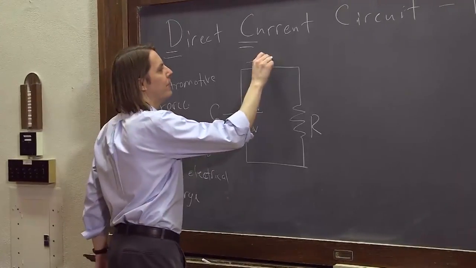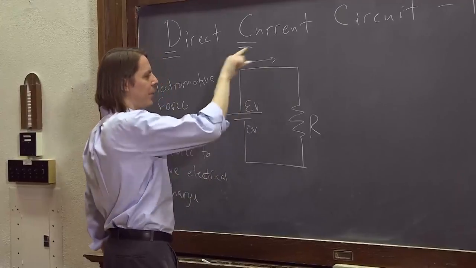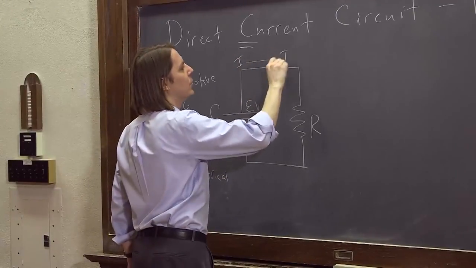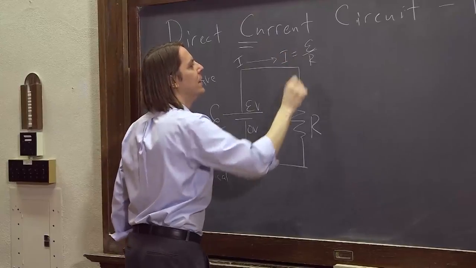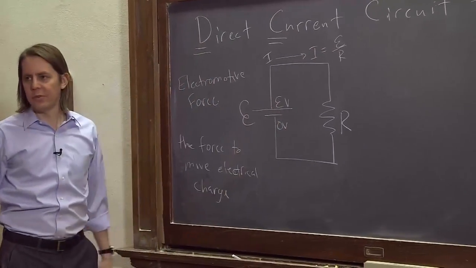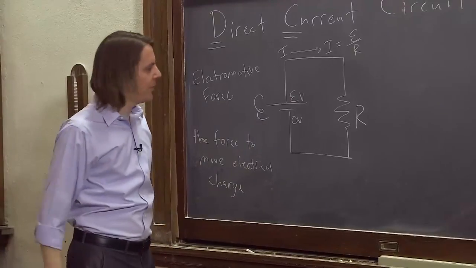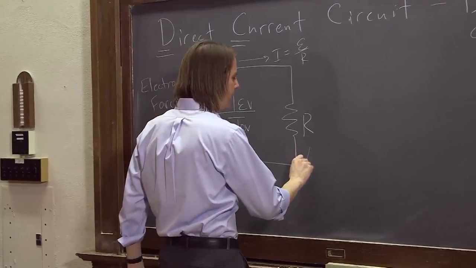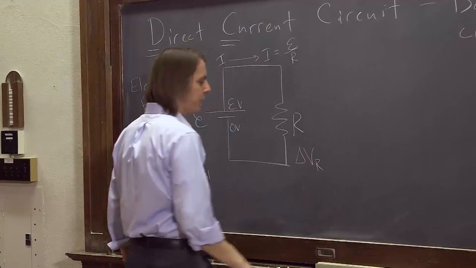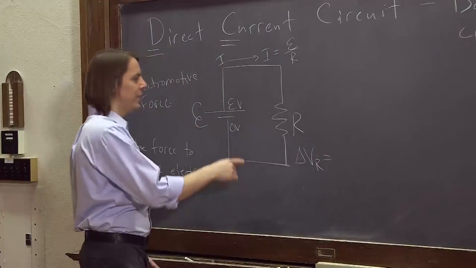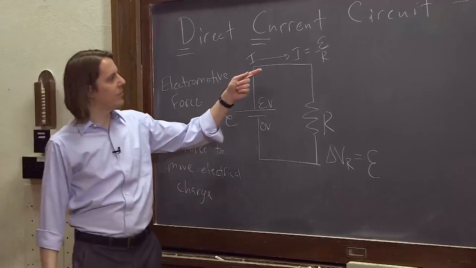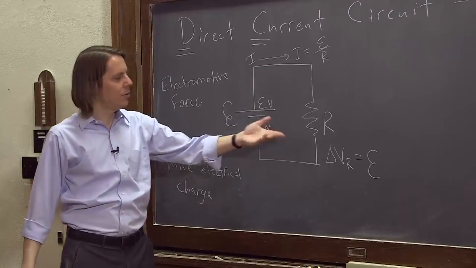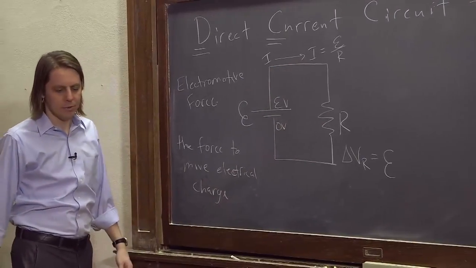You're going to have a current flow this way because this is the positive side. The current is going to be equal to the EMF, the voltage out of the battery, divided by the resistance of the circuit, R. That's the same. And the voltage drop across R is going to be equal to, in this case, E. So if this side is at E and this side is at 0, the voltage drop is just E. Okay?